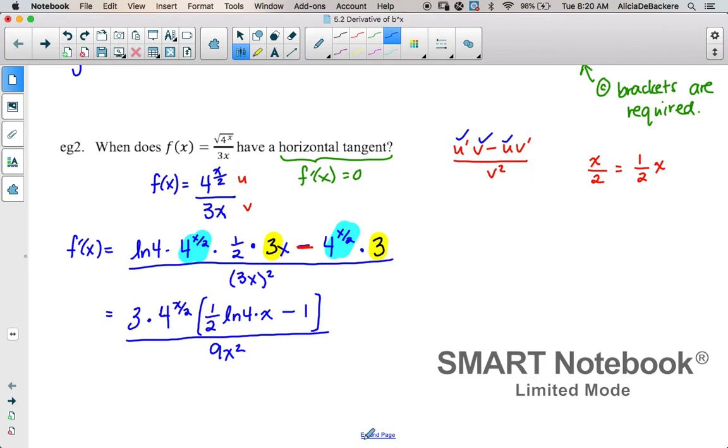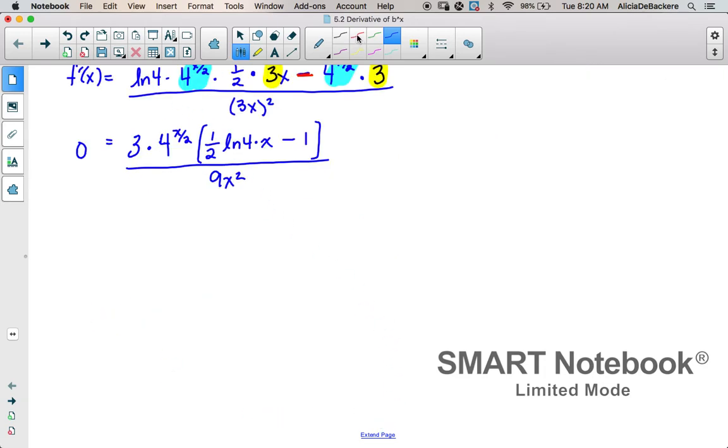All right. So I want to know, where does this thing equal 0? I do have a common factor here of a 3, so you can cancel that away, and I'd be left with 3 down here. And then I'm going to bring the 3x squared up and multiply it on the other side, and I'm left with just 0 equals the numerator, 4 to the x over 2 times ln 4 times x minus 1. Right, so I did take that denominator up and multiply it by 0 on the other side.